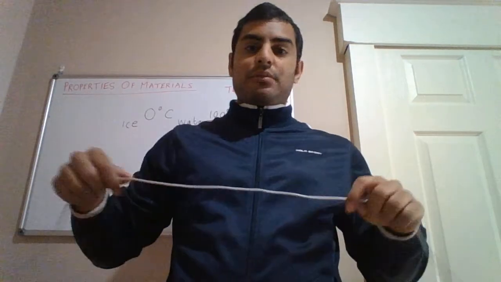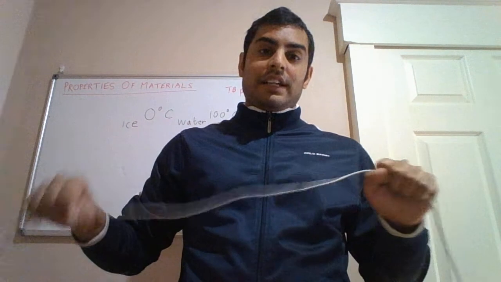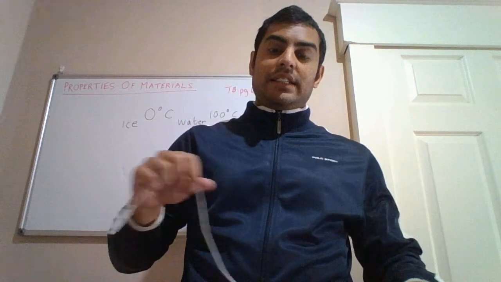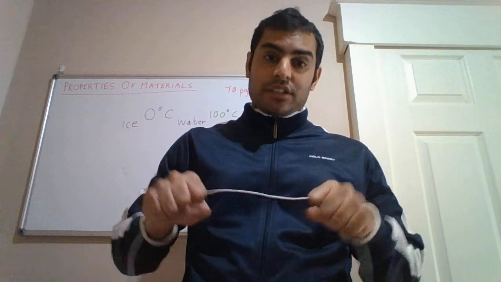In real life, we usually have a mix of conductors and non-conductors. So this wire allows electricity to pass through quite easily, but it's surrounded by an insulator. So this is to prevent being shocked.